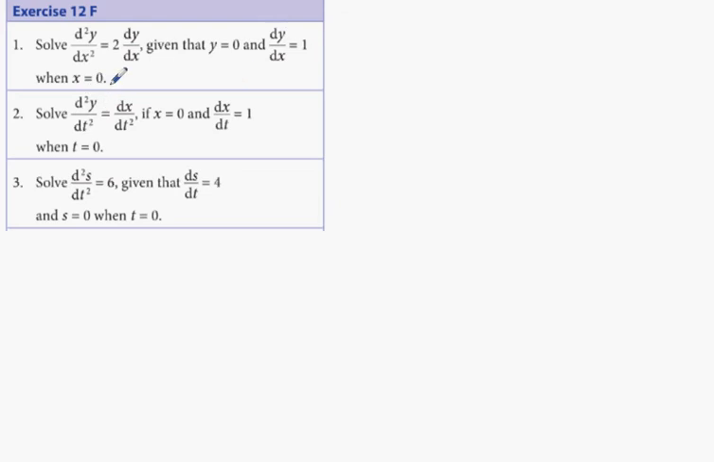Now, what you use is a sort of placeholder, okay? The way you're always given dy/dx equals 1, what you're going to do is choose one letter to represent dy/dx, and you usually just call it v. So you let v equal dy/dx. Is that okay?